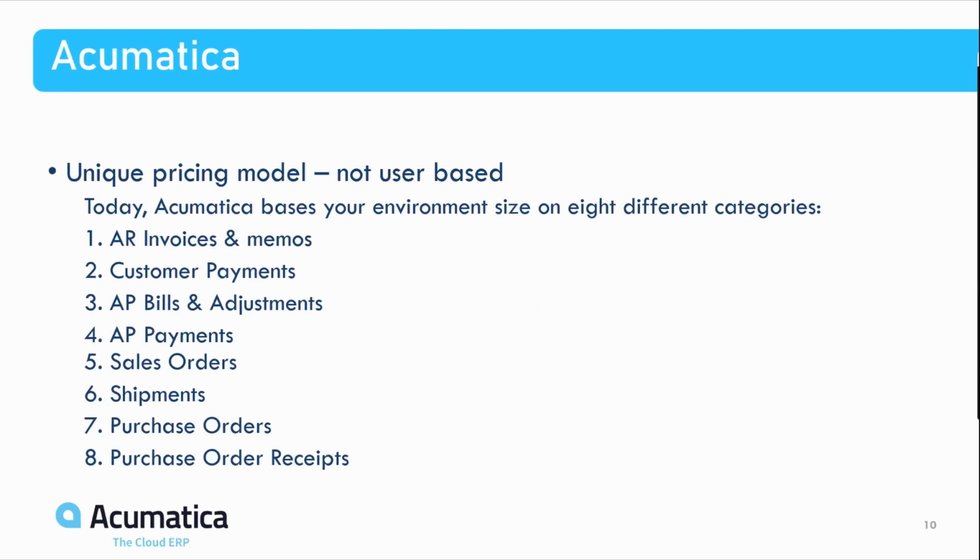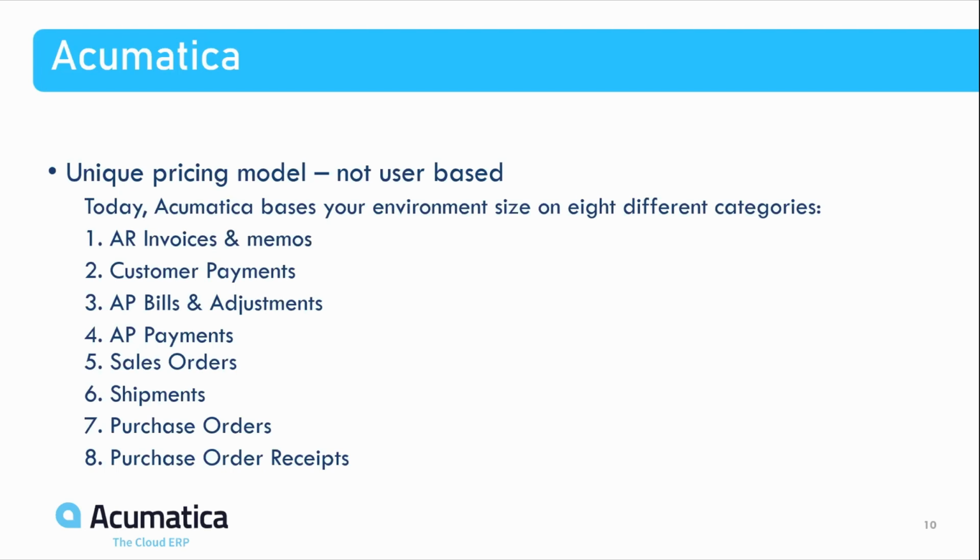So one of the things that naturally happens all the time: how much is Acumatica? How much is it going to cost us? Well, one of the things with Acumatica that's very unique is that it is not user based, so they do it on a consumption model. They take these 8 different data points, and we ask the client, or if we have access to their SL system, we can do it ourselves for the client. We ask them to give us the monthly total for each one of these.